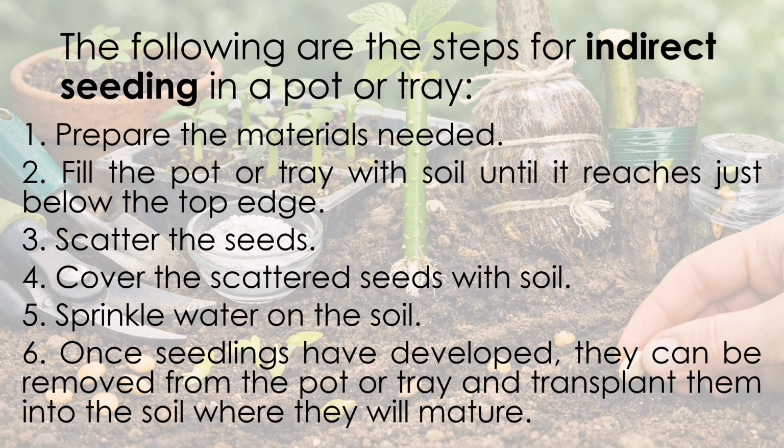Fourth, cover the scattered seeds with soil. Lightly cover them to protect from drying out but don't bury them too deep. Fifth, sprinkle water in the soil. Keep the soil moist to encourage germination but avoid overwatering. And last, transplant the seedlings. Once seedlings are strong enough, carefully remove them from the pot or tray and transfer them into the field or garden soil where they will mature. Indirect seeding gives seedlings a better chance to survive because they are cared for in a controlled environment before being exposed to the field.